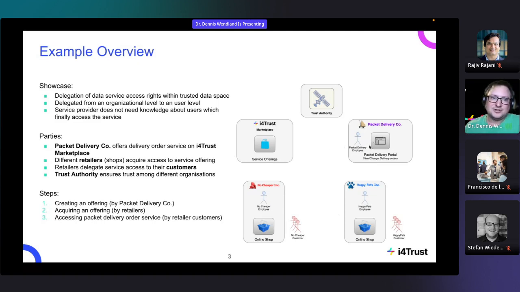There's a packet delivery company offering delivery order services. These services are offered on a marketplace instance in our data space. There are different retailers that will acquire access to the service offering, and these retailers will delegate these access rights to their customers. And what's also required is a trustless authority within the data space, which is actually the iShare satellite, which ensures trust among the different organizations.